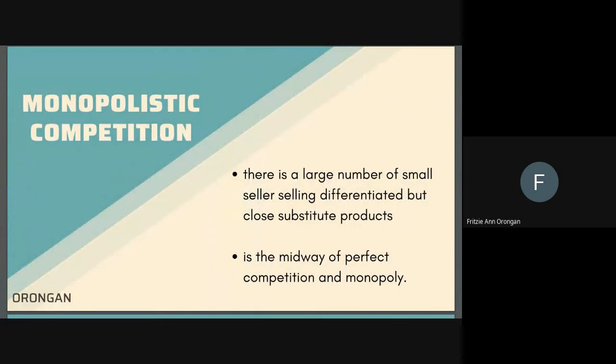So, good day, everyone. I am Fritzy Orongan, and I am going to talk about monopolistic competition and price determination under oligopoly and duopoly. So, what is a monopolistic competition? It is found in the industry where there is a large number of small sellers selling differentiated but close substitute products. Examples are hotels, restaurants, coffee shops, and salons. It is also the midway of perfect competition and monopoly since there are some elements of perfect competition and monopoly in monopolistic competition.